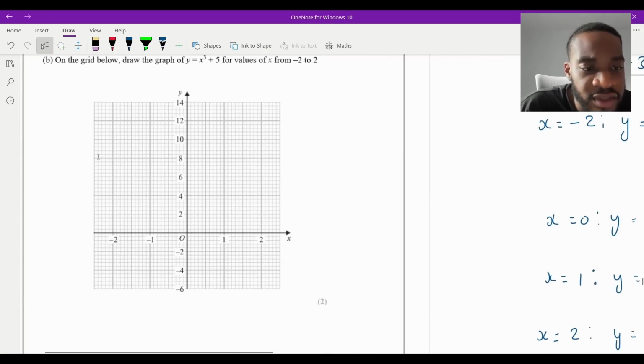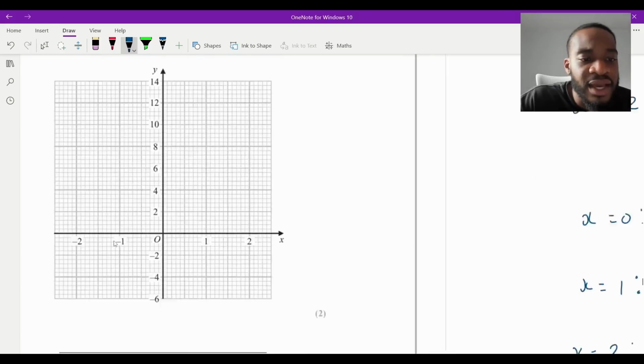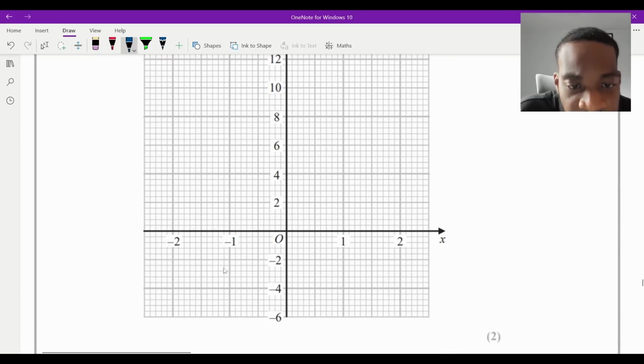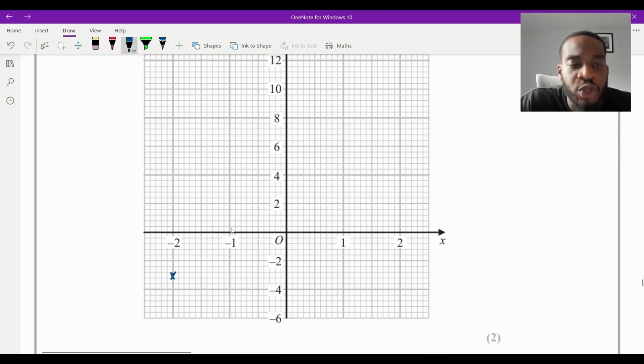Because we need minus 3, we just need to be a bit careful here. So minus 2, minus 3 is the first one. Minus 2 is there. Minus 3 is going to be bang in the middle of minus 2 and minus 4, which is going to be over here, isn't it? That's going to be the first point. I'll mark with an X like that. That's minus 2, minus 3.